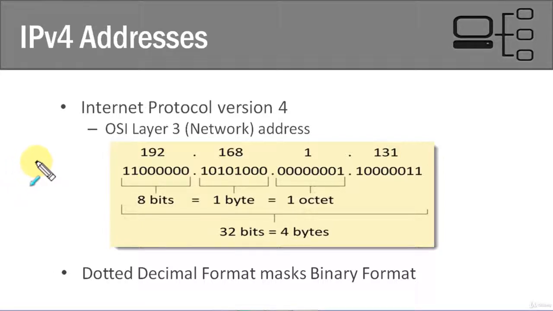For example, what we're used to seeing is something like this: 192.168.1.131. I forgot to put my dot in there, so let me put that in. So this is what we're used to seeing. This is an address that's assigned to your computer or your server or your tablet or your iPhone or anything else by a router on the network or a server that gives out these addresses.